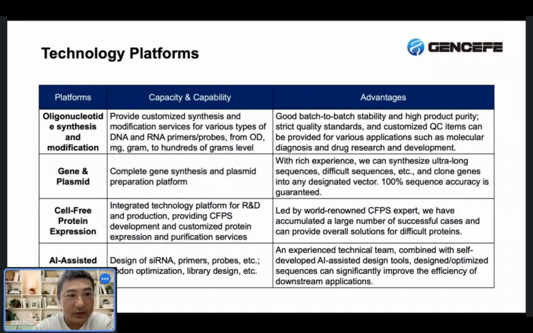This is the main service we provide in GenCefe: oligo synthesis and modification, a gene and plasmid platform that provides genes and plasmids, large-scale plasmid preparation, and a cell-free protein expression platform, and also AI-aided designs of sgRNAs, sRNAs, and libraries.